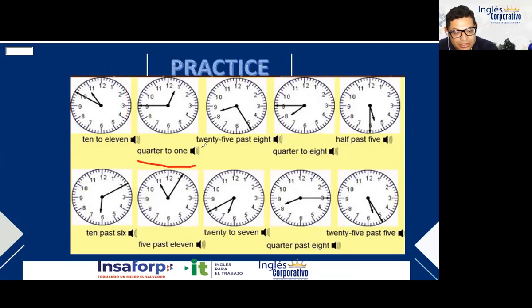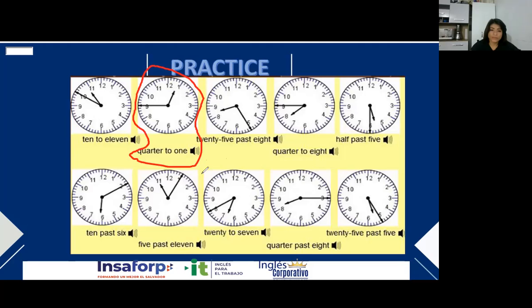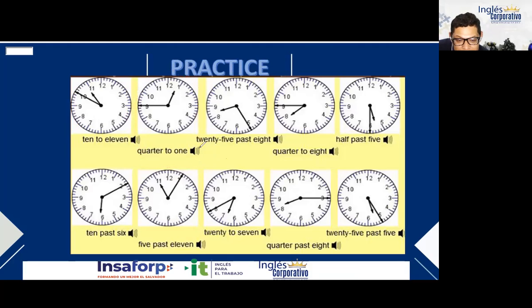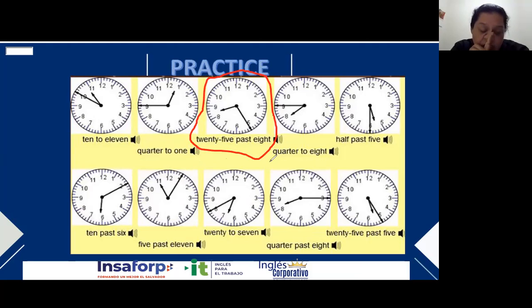Siguiente, it's 1:45. It's 12:45. Okay, 12:45. Vamos bien, vamos bien. Ya vamos agarrando el hilo. 8:25. Ajá, 8:25. It's 25 past 8.